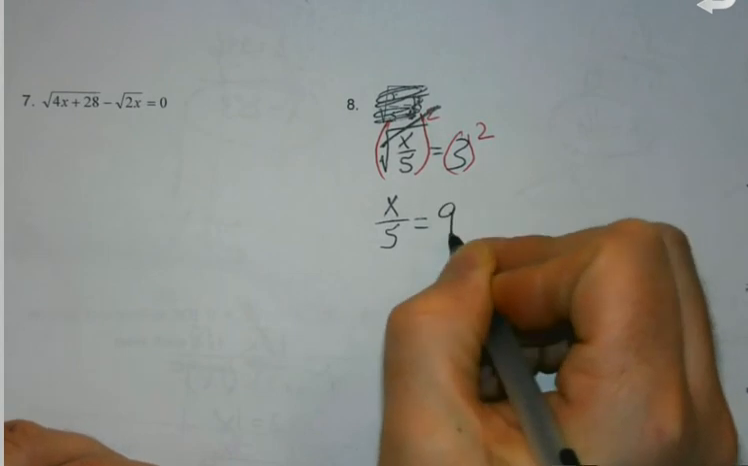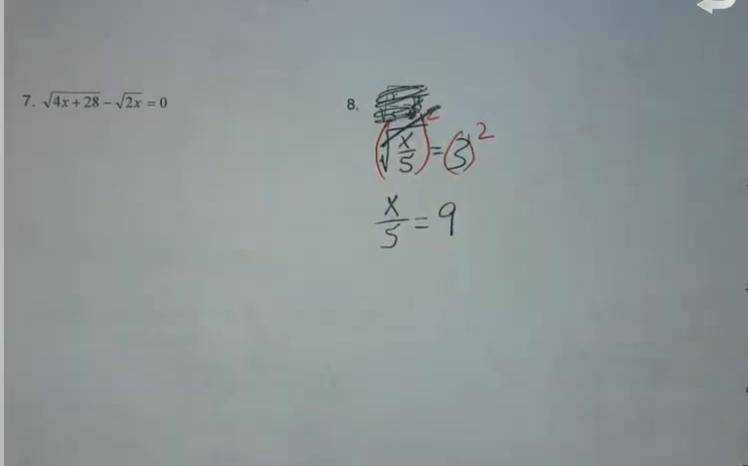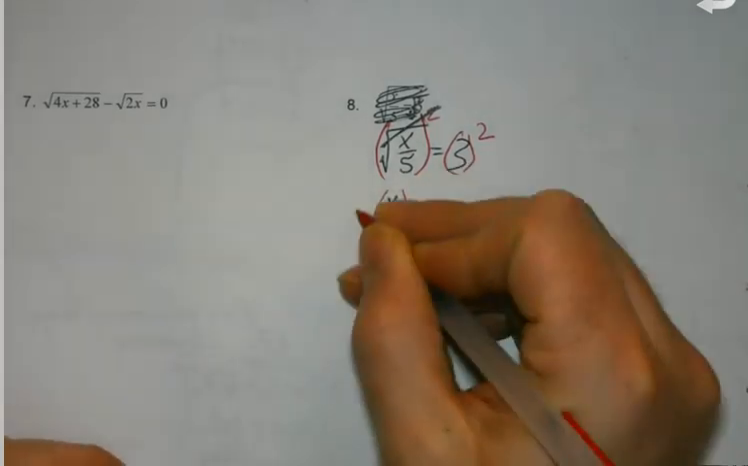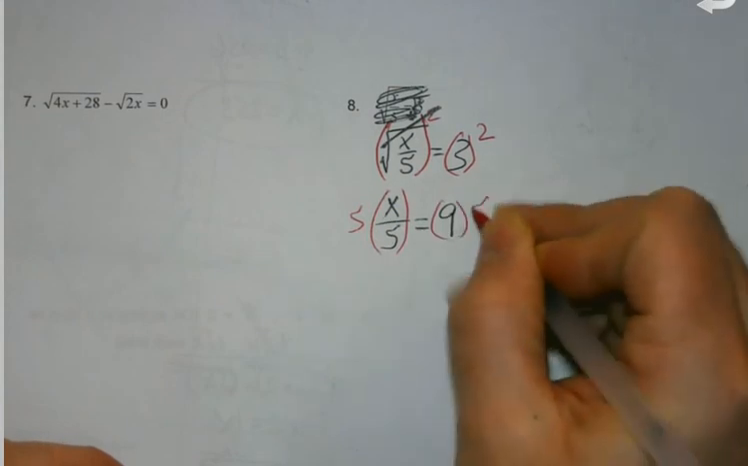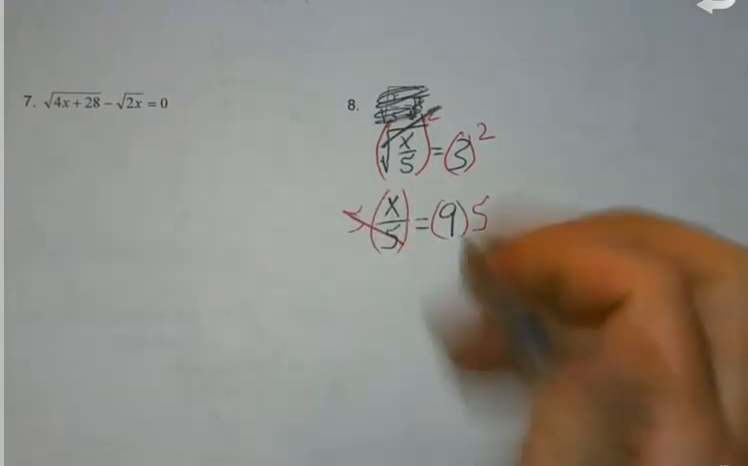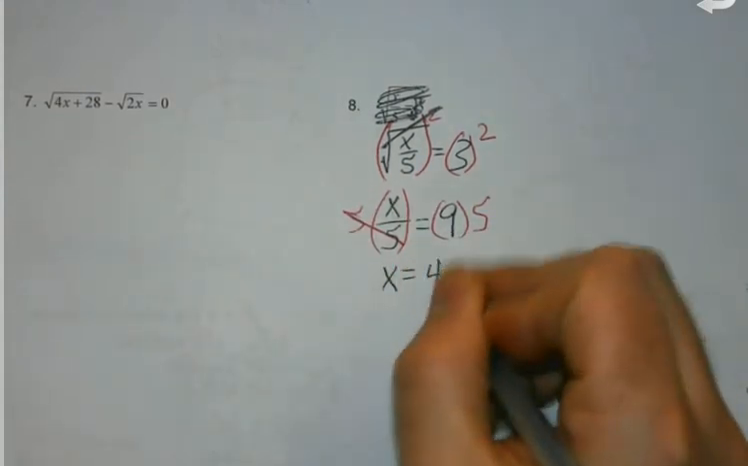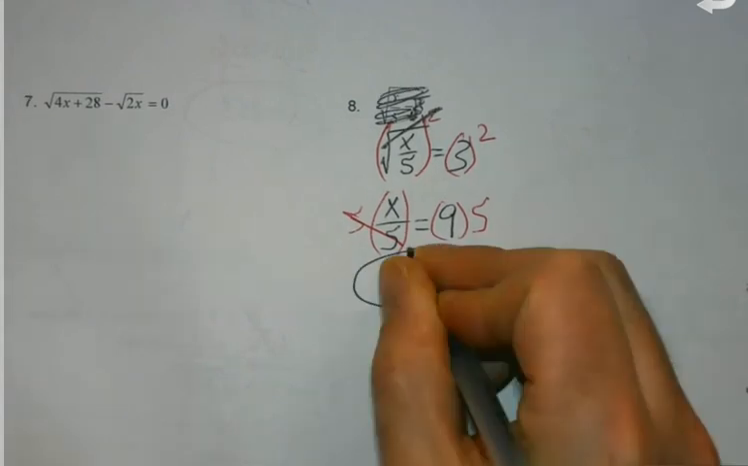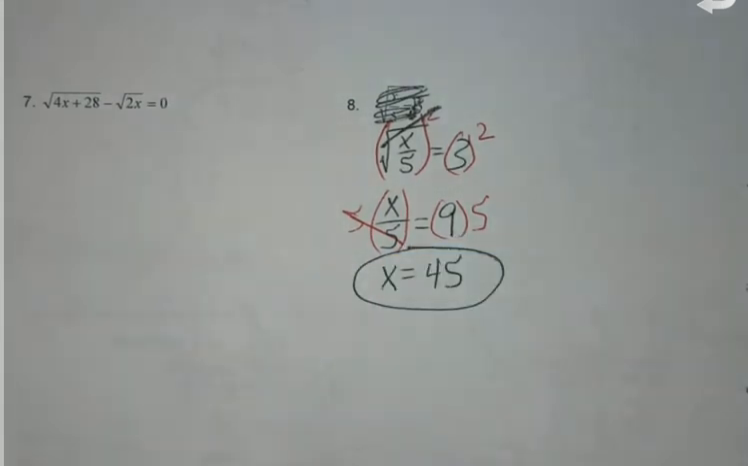3 squared's 9. And once I've done that, what's the opposite of dividing x by 5? Multiply. Again, whatever I do to one side of the equation, I've got to do to both. And I'm good.